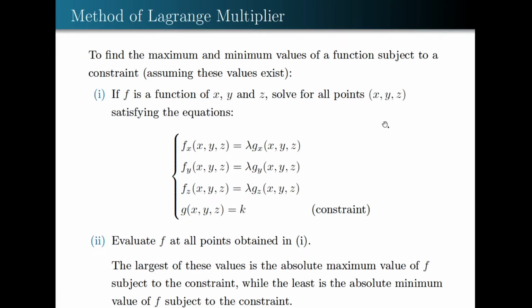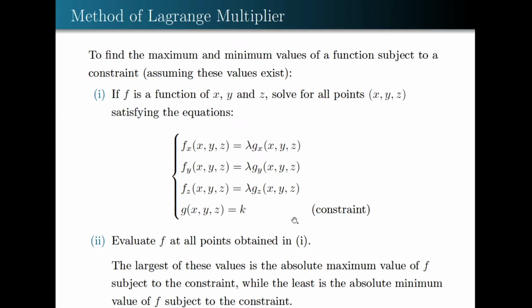For functions of three variables, we just have an additional equation in the system given by partial derivative of f with respect to z equals lambda partial derivative of g with respect to z. This is because f is a function of three variables, therefore the gradient has partial derivatives of f with respect to the variables x, y, and z. Again, these three equations came from the fact that the gradient of f equals lambda gradient of g. And the last equation is the constraint.